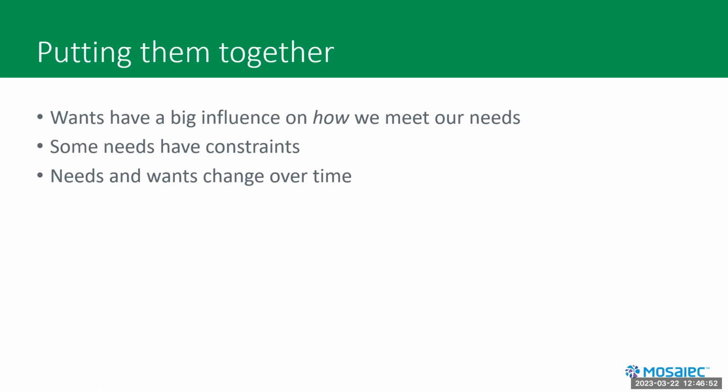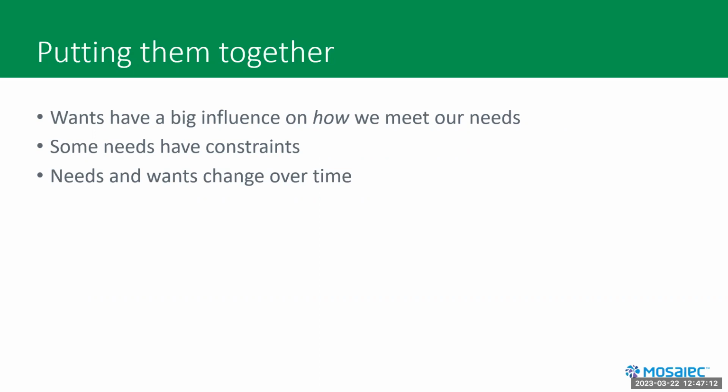Not everybody will meet their needs in the same way, and we have a lot of flexibility in how we meet our needs based on our wants. For example, let's say you're a dedicated runner and your running shoes are wearing out. You have choices when deciding how much to spend on those running shoes. It's about figuring out your priorities.